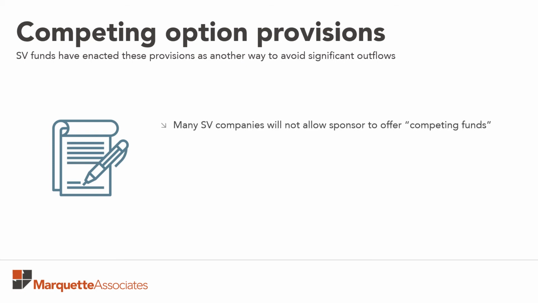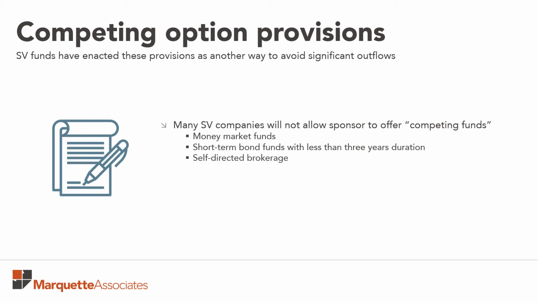Usually, it's just limited to money market funds and bond funds with durations of under 3 years. However, self-directed brokerage has become a target too. Stable value funds may allow competing products if there is a delay of around 90 days before leaving the stable value fund and going into a competing product.